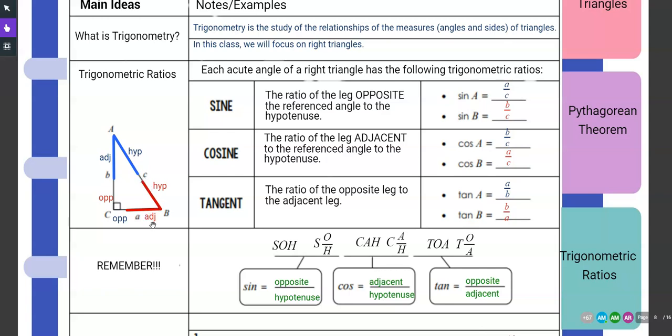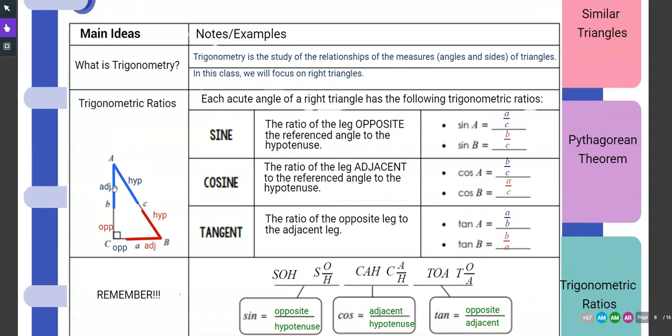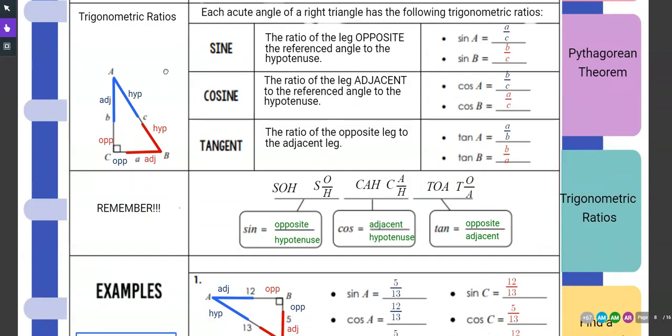Notice how I've got them color-coded. So everything that's tied to angle B is in red. Everything that's tied to angle A is in blue. So adjacent for angle B, adjacent over hypotenuse is A over C. Now you can see here that the sine of angle A and the cosine of angle B are the same. They are both A over C. Sine of angle B and cosine of angle A are also the same.